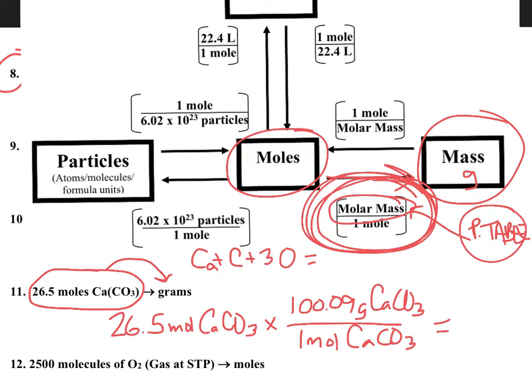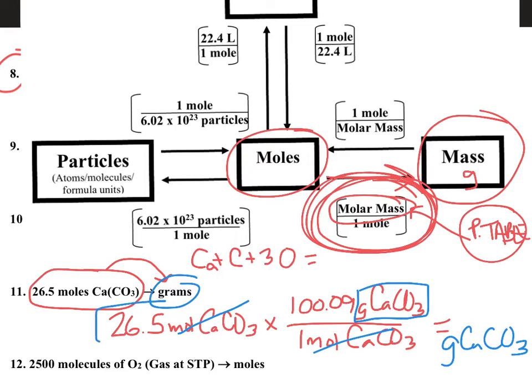Let's double check to make sure our work makes sense. Moles on top and bottom cancel out. I'm left with grams on top of calcium carbonate. If I look at my original problem, it wants me to get grams, so it looks like my work is good. I'm going to start by taking my number I have, multiplying by the top, dividing by the bottom number, which is really just 26.5 times that molar mass, 100.09, divided by 1.